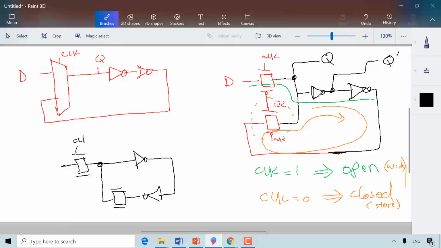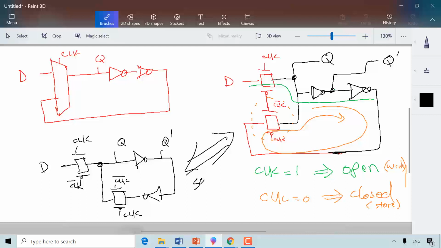And this is clock, this is clock bar, and this is here clock bar, and this is here clock. This is D, this is Q, and this is Q prime. These are the same. All we did is rearrange this transmission gate right here. We brought it in a different way.